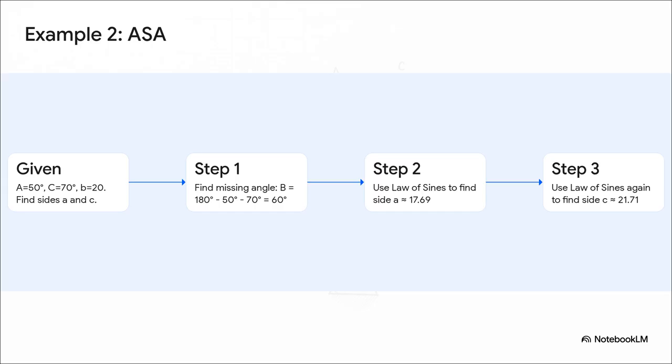Step one is always to find the third angle. We know they all add up to 180, right? So angle B has to be 60 degrees. And just like that, we've got our pair, side B and angle B. From there, it's business as usual. We use the law of sines to find the other two sides.